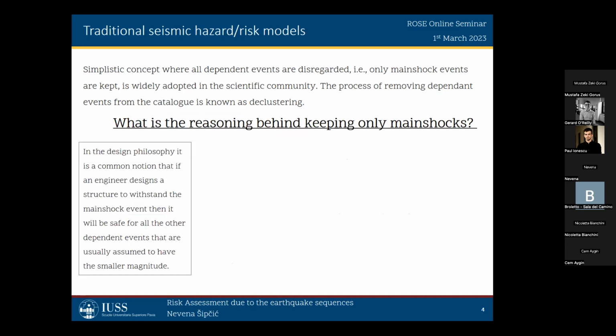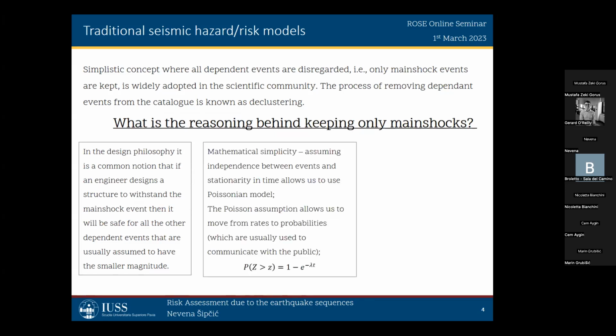First of all, in the design philosophy, engineers would say that if the structure can withstand an earthquake that has a certain large magnitude, then for sure it can also withstand an earthquake that has lower magnitude, because in the declustered catalogs we usually keep the events that have the largest magnitude. So this was the intuition behind this.